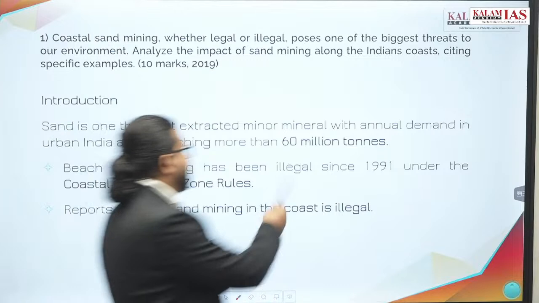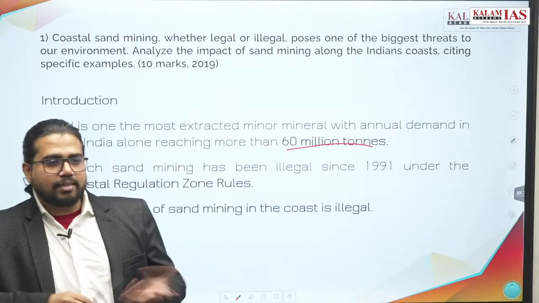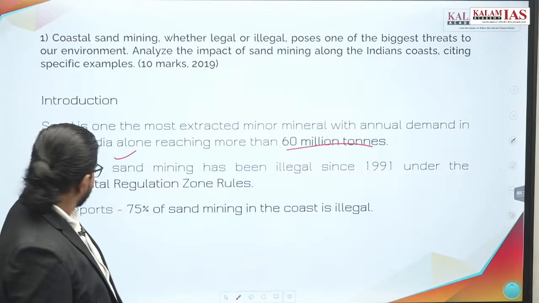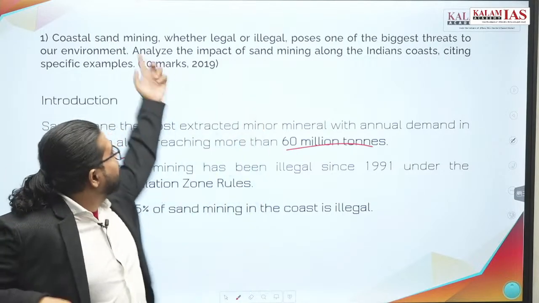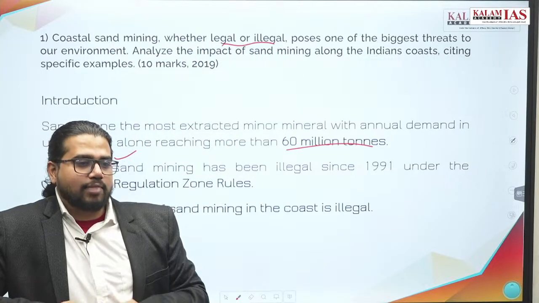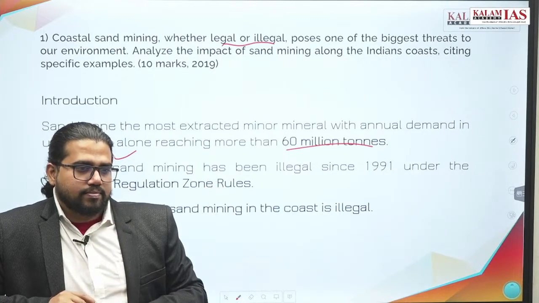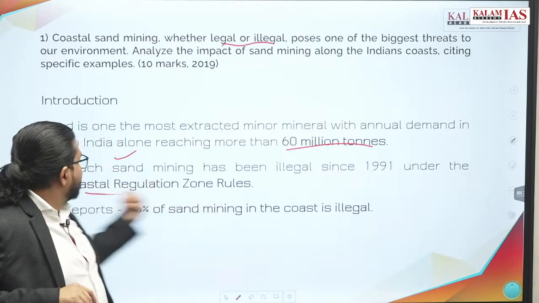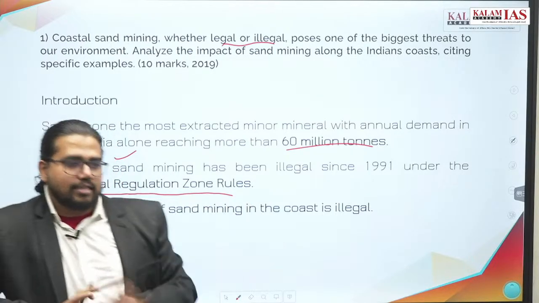We are starting with some data. 60 million tons of sand is being mined every year. That is the demand for sand. What else? There is a term like legal or illegal, so giving some perspective on it may be okay. So is beach sand mining legal or illegal? It is generally banned under the Coastal Regulation Act 1991, but to some extent it is permissible.